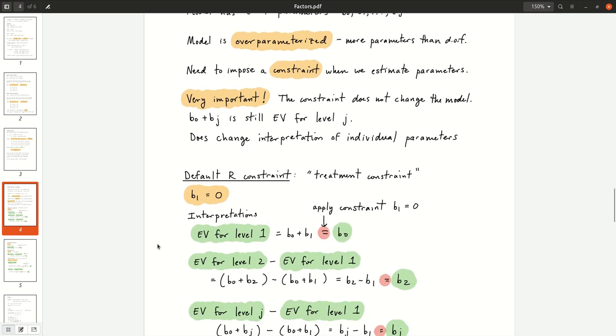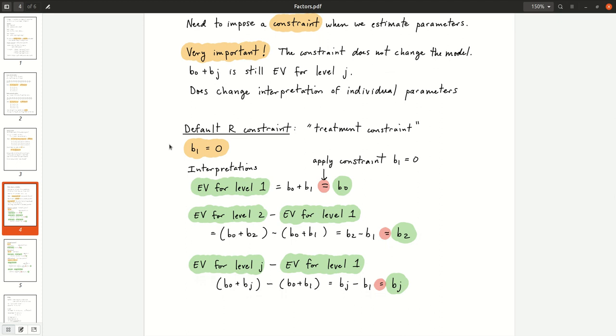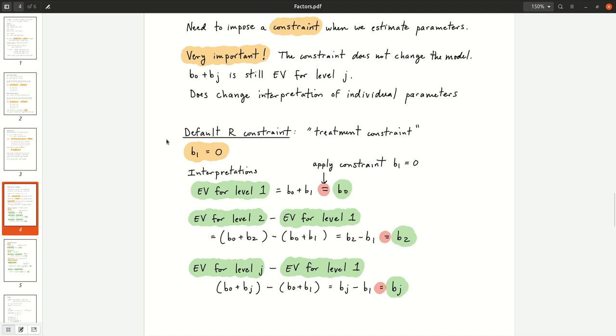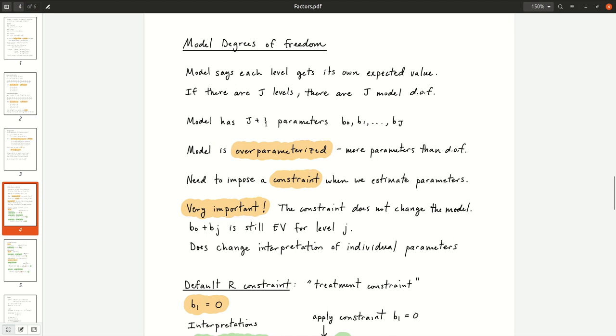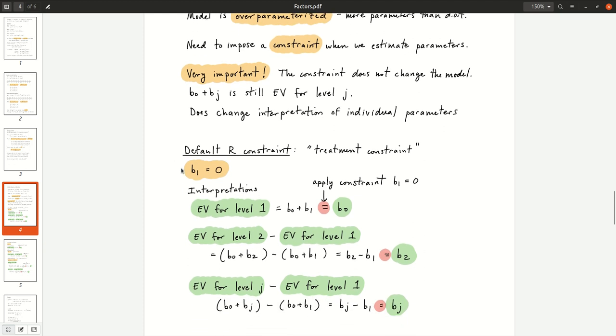All right, now let's look at one of them to make this a little bit more concrete. The first one we're going to start with is what R does by default. This is sometimes called the treatment constraint. What R does is it just sets B1 equal to 0. This is the B parameter associated with the first level of the factor, sometimes called the base level of the factor. Since the model has J model degrees of freedom and we have J plus 1 parameters, there's one extra parameter, so we just have to specify one constraint. And this is the one constraint that R specifies by default.